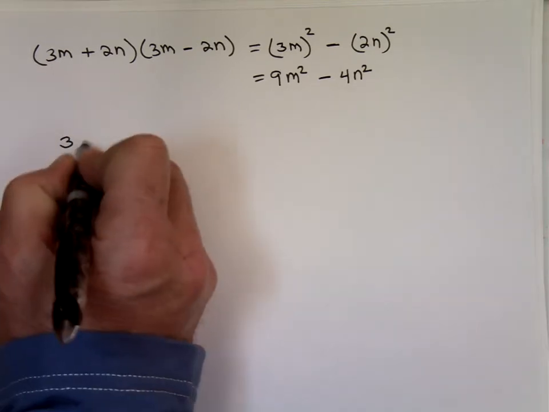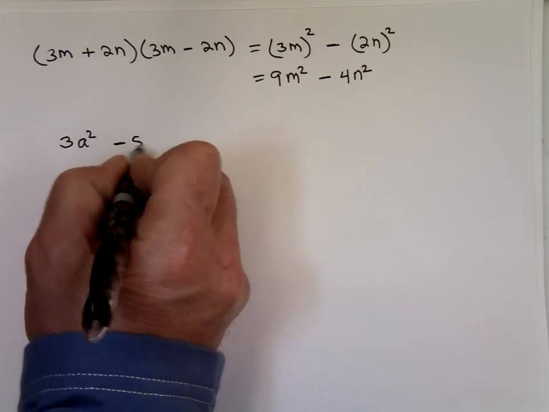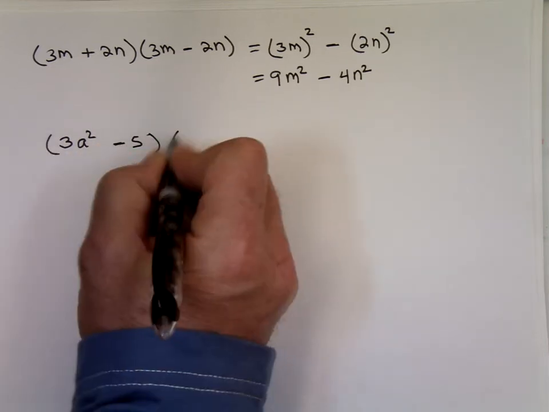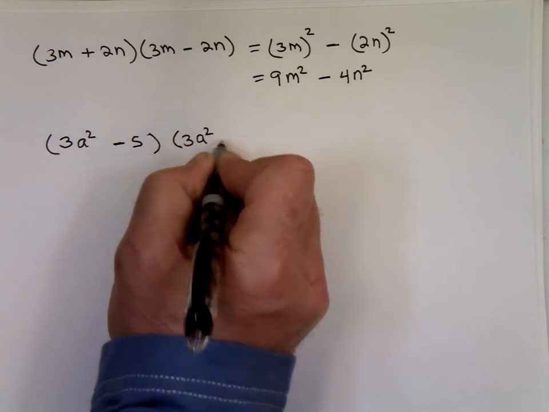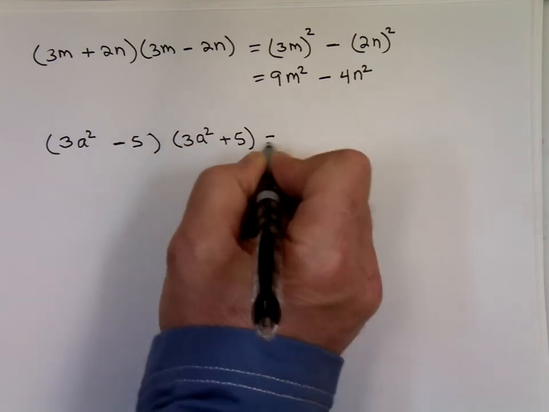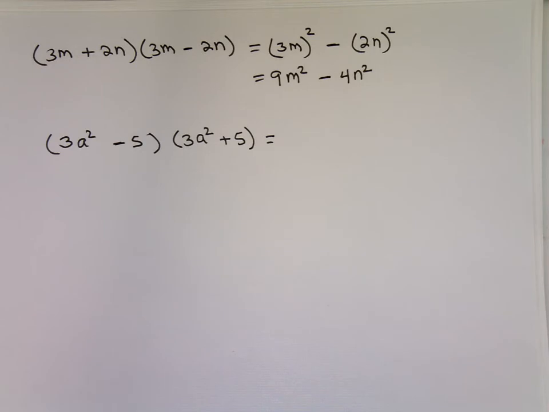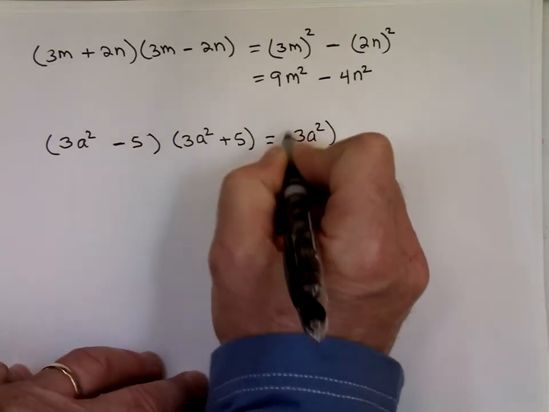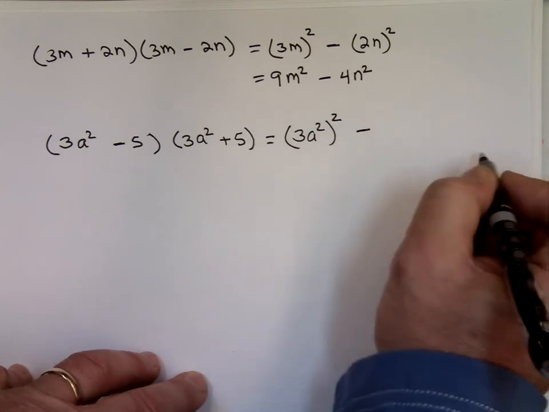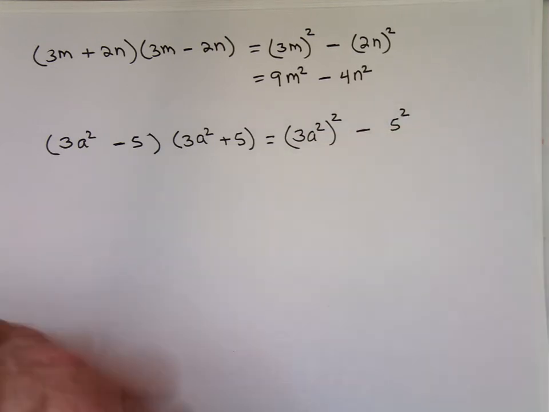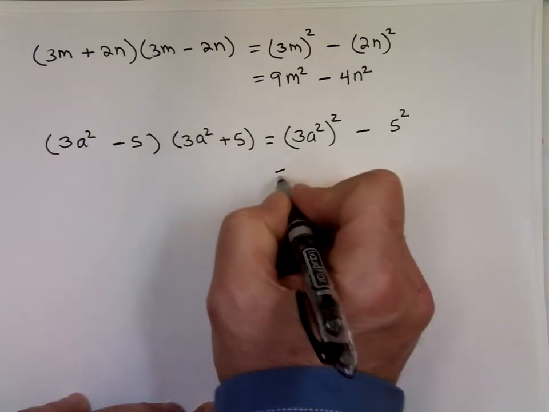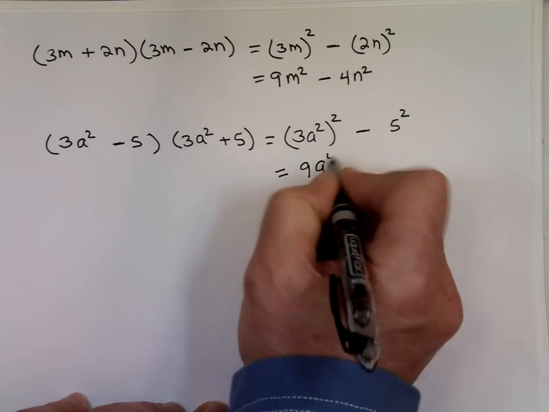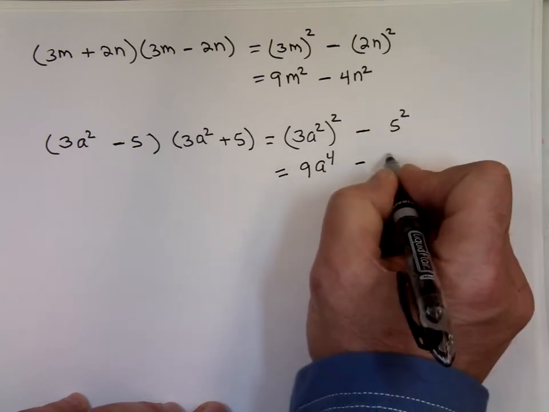3a squared minus 5 times 3a squared plus 5. Take the first one and square it, minus take the second one and square it. 9a to the fourth, good. Minus what? 25.